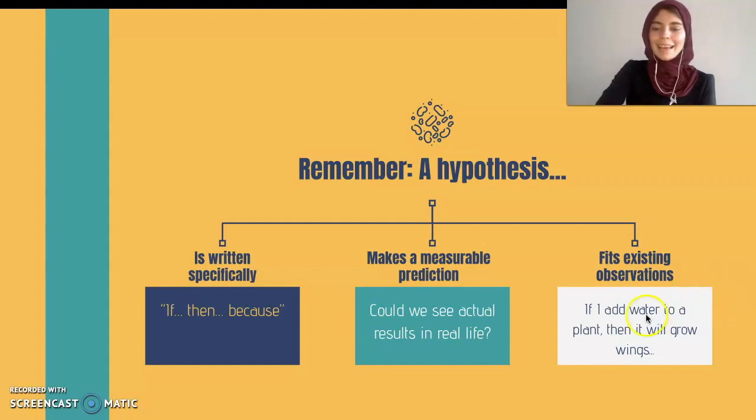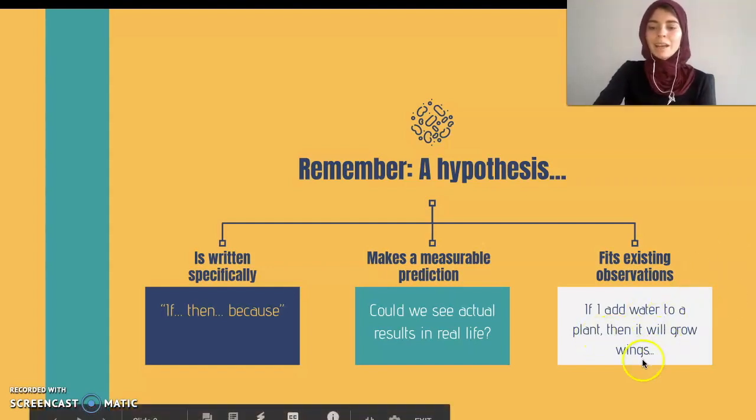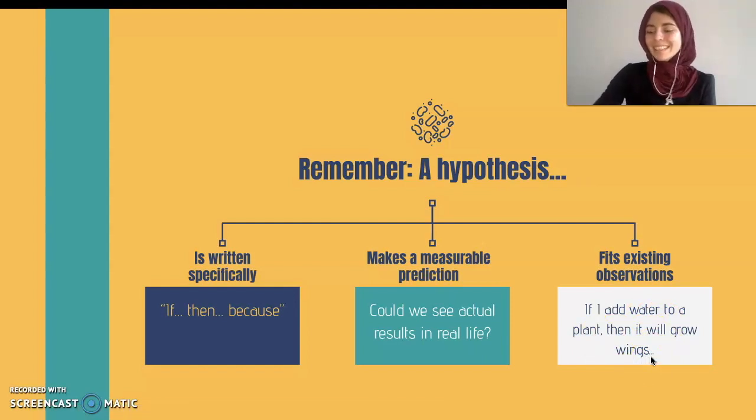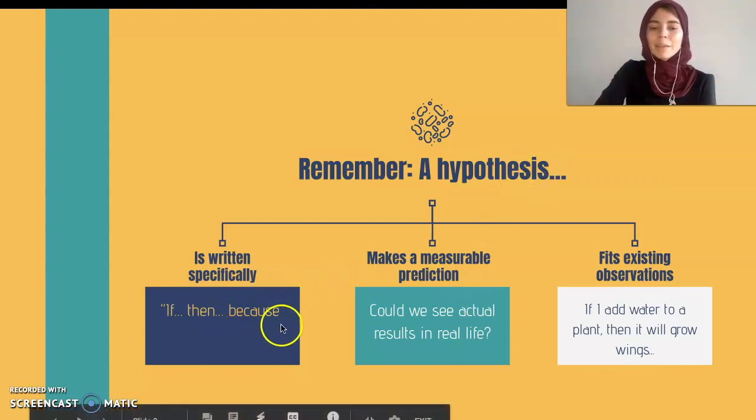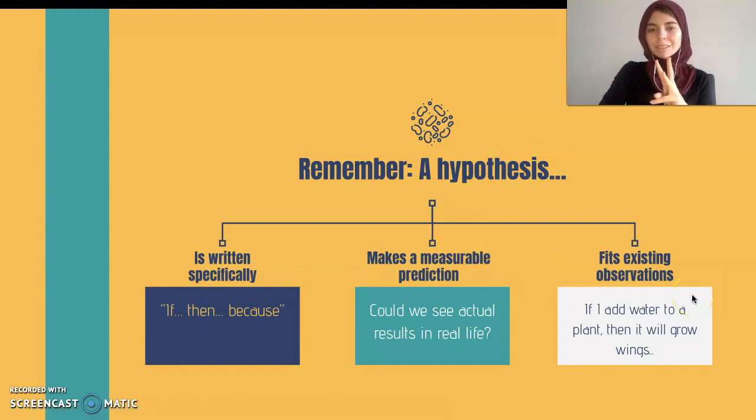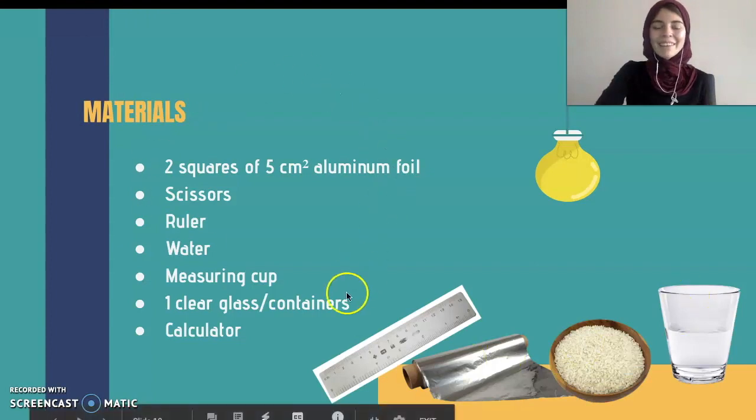Or if you said something like, if I add water to a plant, then it will grow wings and fly away. Probably also not happen. That's not typically what we see happen in real life or in science. So make sure whenever you're writing a hypothesis, it's written if-then-because, it's something you can measure, and it fits existing observations. Okay?